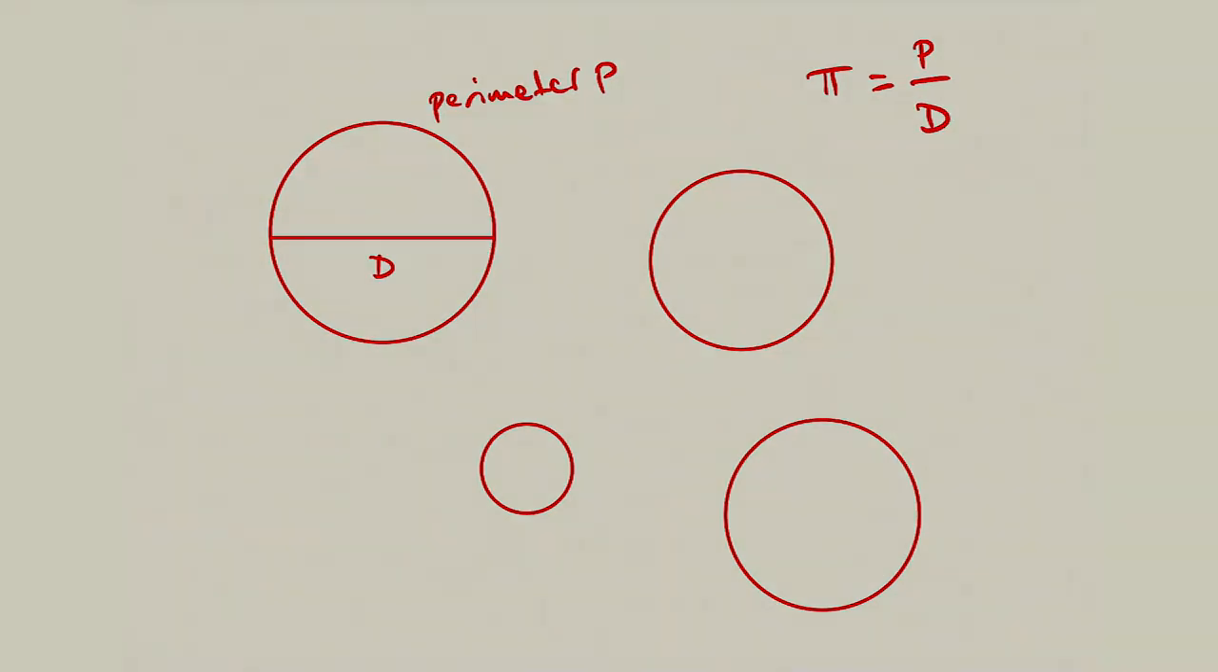Pi is defined in terms of circles. If I take a circle and I create a diameter, and I look at the perimeter, call that P, pi is in fact defined to be the ratio of the perimeter to the diameter, the fraction formed by dividing P by D. Now this is not a fraction involving counting numbers or integers, it's a fraction involving real numbers. And it's an amazing fact that no matter what circle I choose, no matter how small or how large, this ratio, P divided by D, is the same.